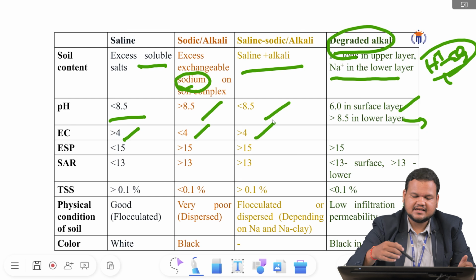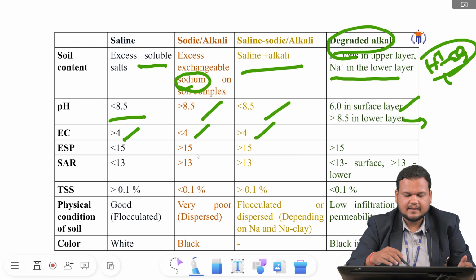So ESP is less than 15 in saline soils. In case of sodic soils, the ESP is more than 15, and also in case of saline sodic soils, the ESP is more than 50.